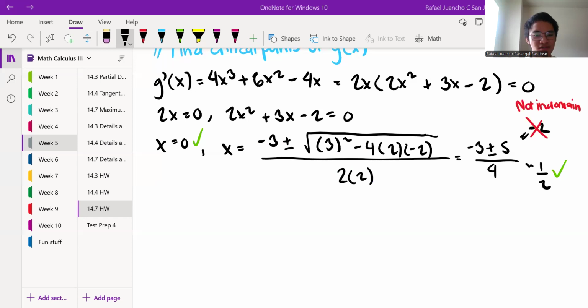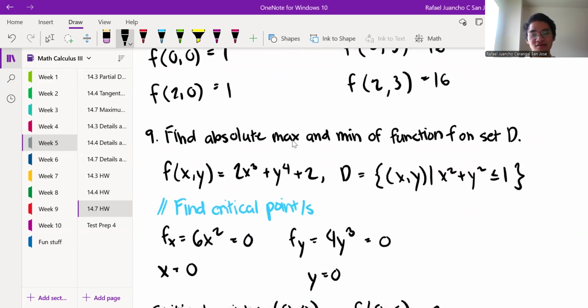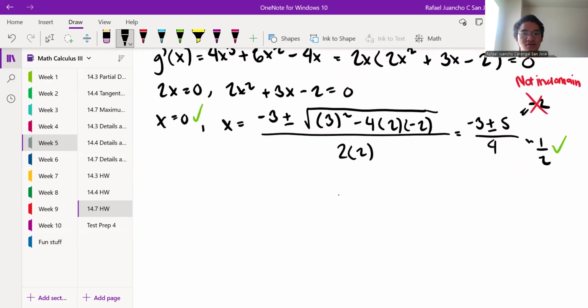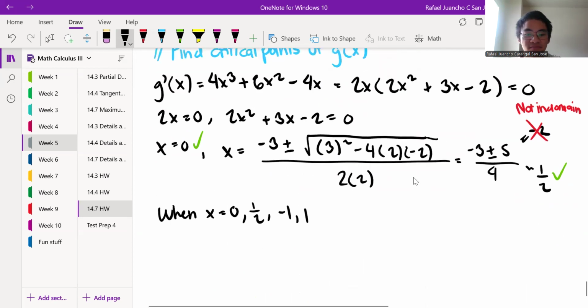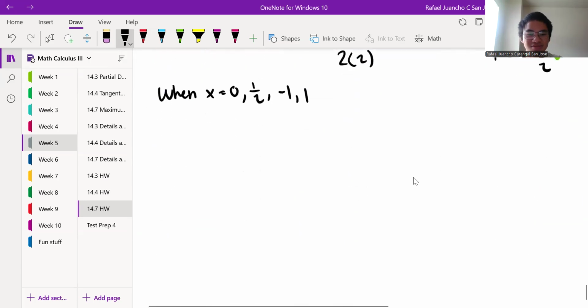Then I get some values out of it, and then I compare, right? So here I don't even need to log my y values. That's for a different case. That's for rectangles. This one's for circles, right? So let me just do that. Now I log my cases. So my cases are when x is 0, when x is 1/2, and then the endpoints when x is 1 and negative 1, right?